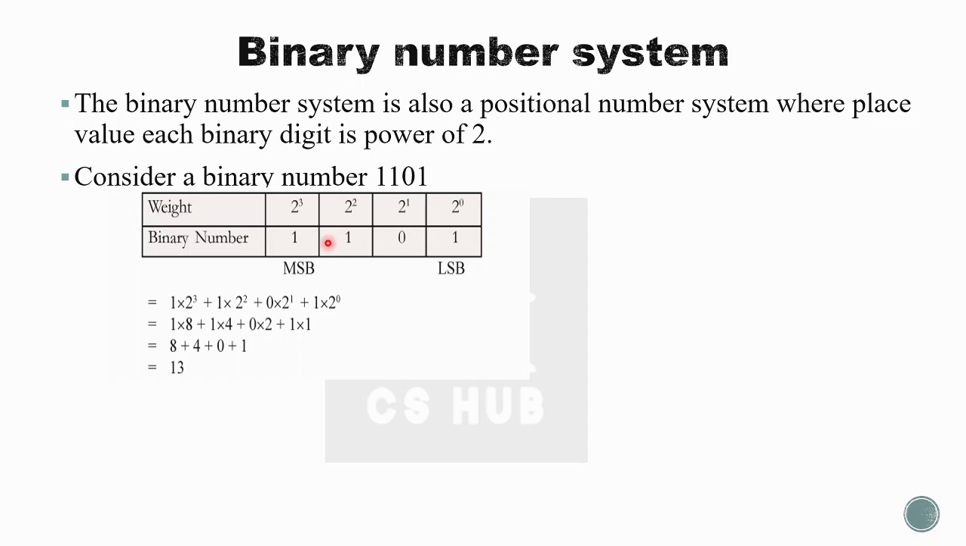Here the value can be found by 1 into 2 raised to 3 plus 1 into its weight 2 raised to 2 plus 0 into weight 2 raised to 1 plus 1 into weight 2 raised to 0. 2 raised to 0 is always 1. Please note that point: 2 raised to 0 is equal to 1. So when we add these numbers, we will get 13. So this 1101 is equivalent to the number 13 in decimal.